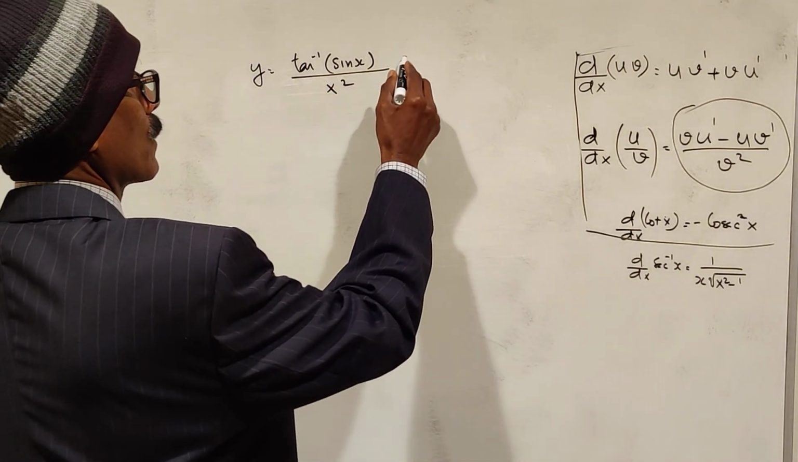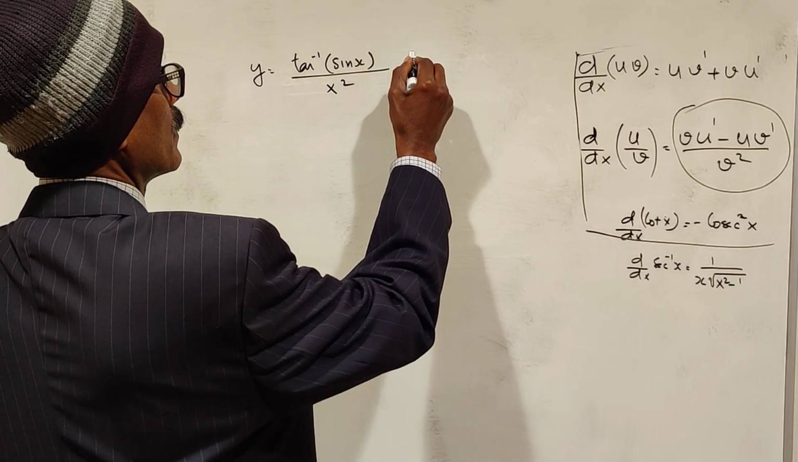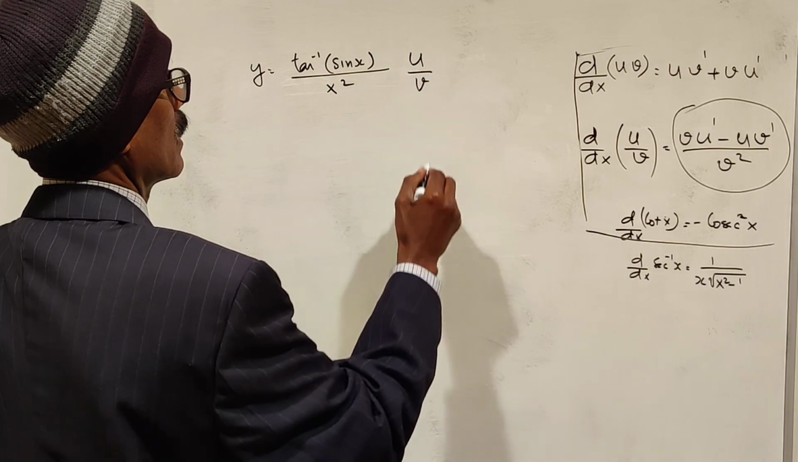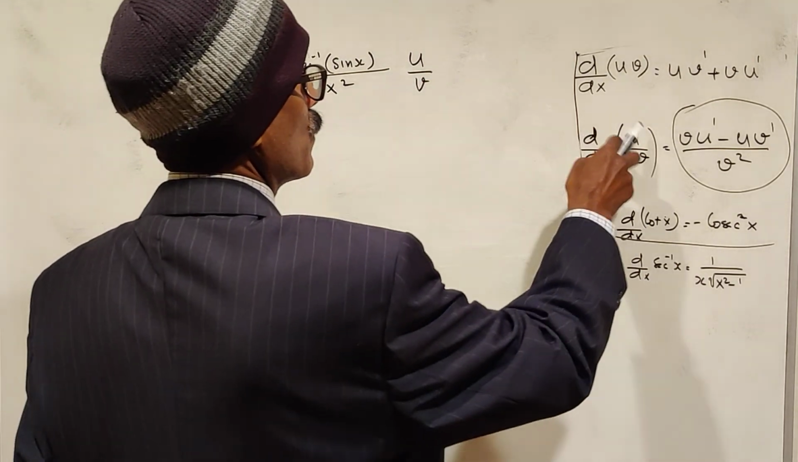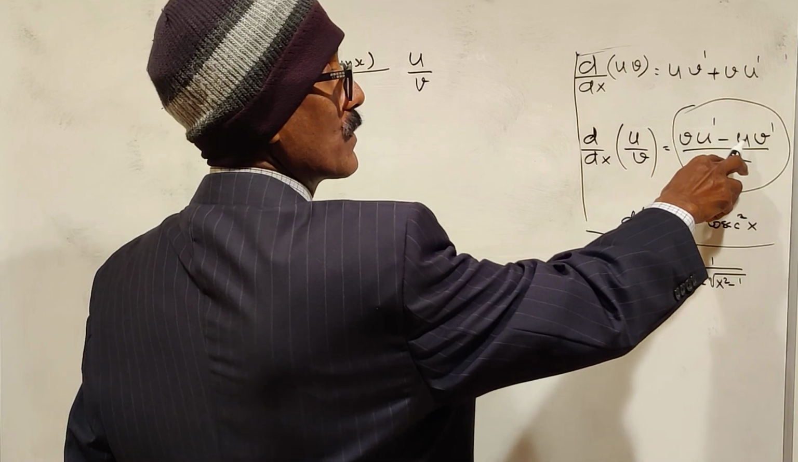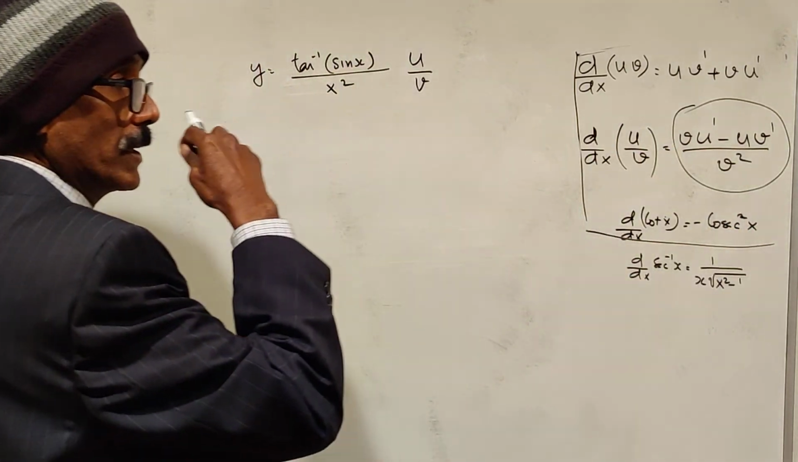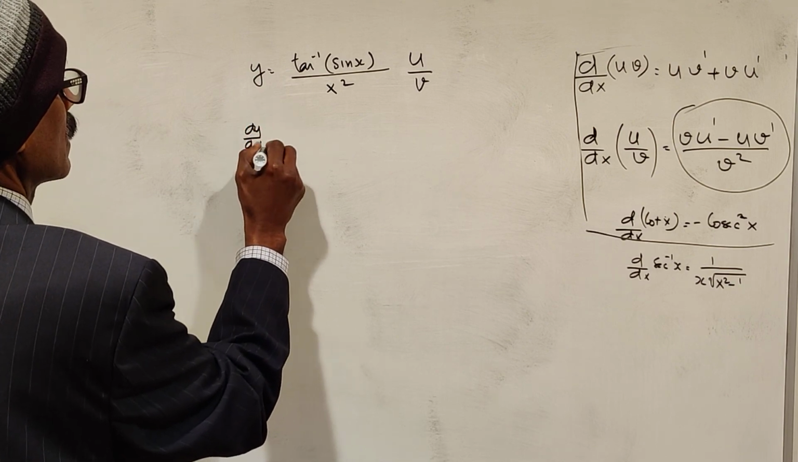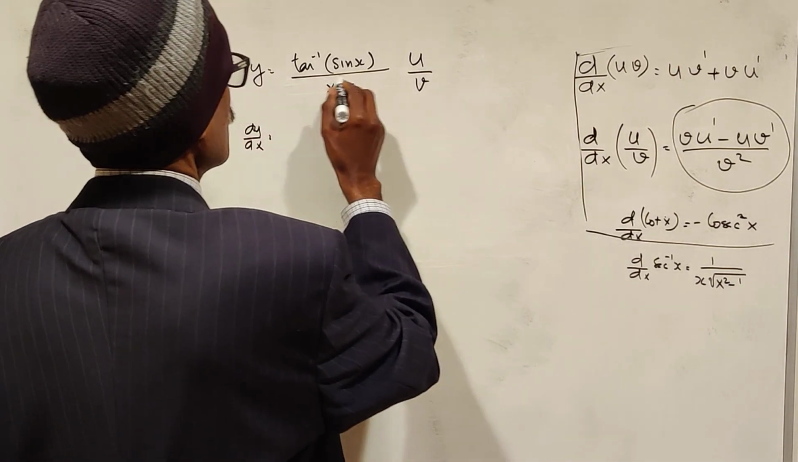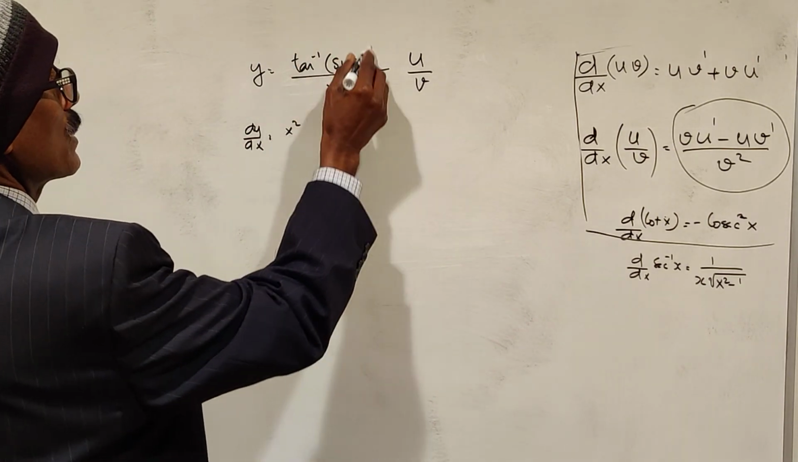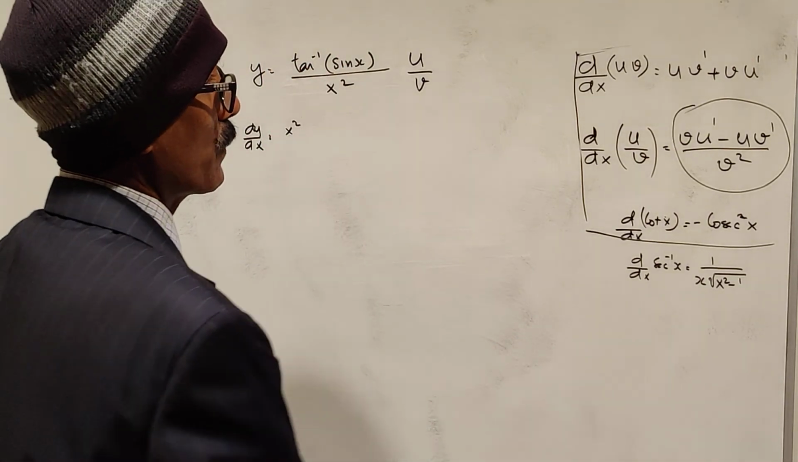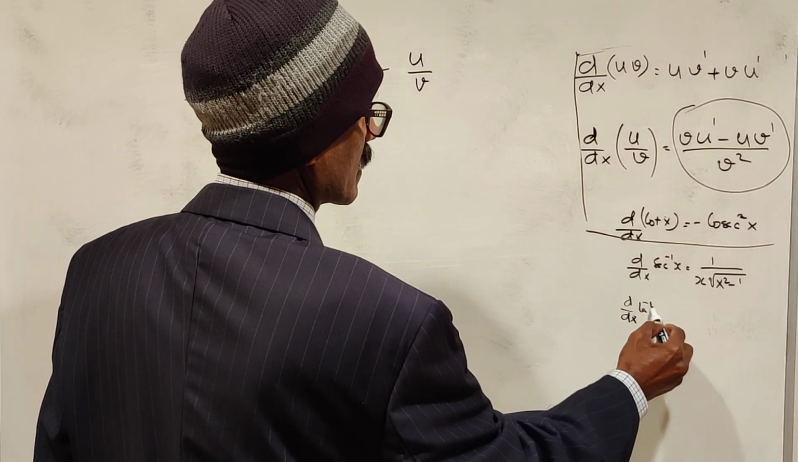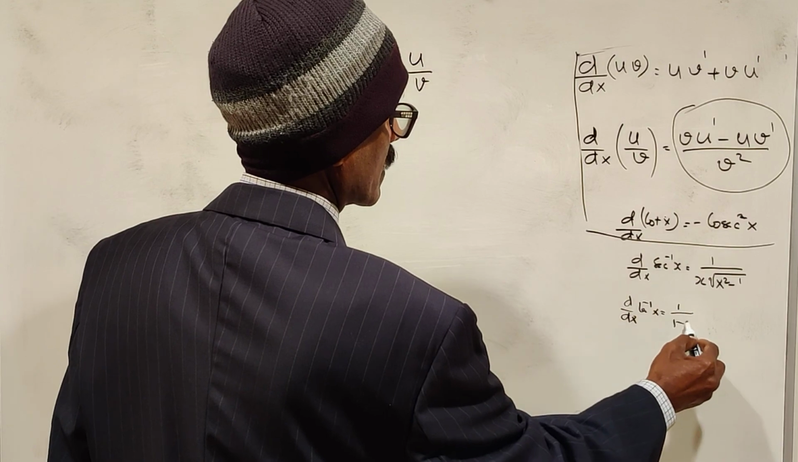Here, quotient rule. The numerator is u and denominator is v. So derivative of u by v is v into derivative of u minus u into derivative of v divided by v square. That is the formula. Here, dy by dx equals v, which is x square, into derivative of the numerator. What is the derivative of tan inverse x? d by dx of tan inverse x equals 1 by 1 plus x square.